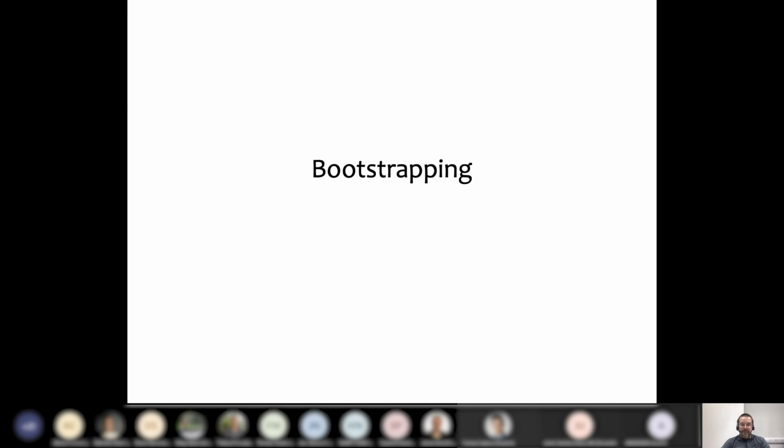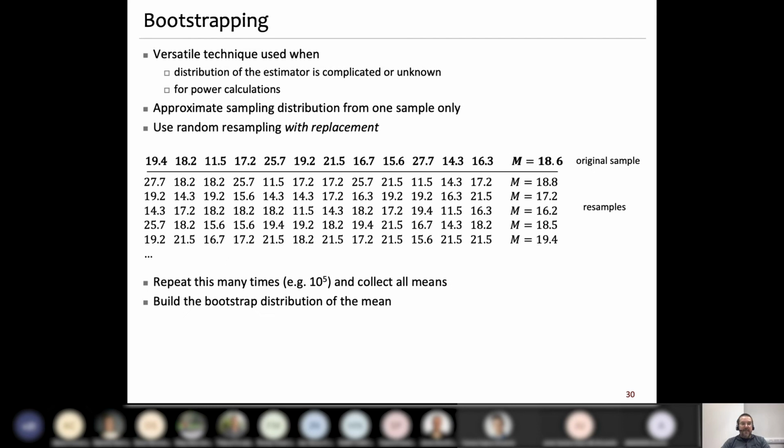I'm going to mention a technique called bootstrapping. This is something which requires a lot of computational power because we are doing lots of simulations in the computer, which nowadays is perhaps not that difficult to do because modern computers have much more power than they used to have 20, 30 years ago. It's a very versatile technique that can be used when the distribution of the estimator is complicated or unknown.